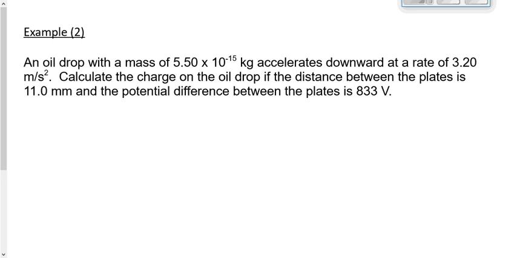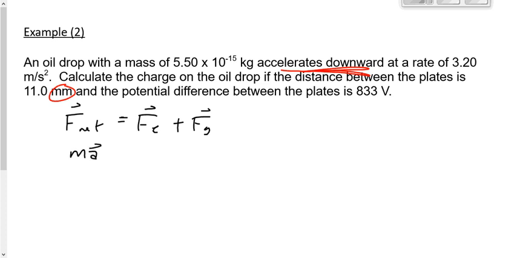This is involving an accelerating charge. An oil drop with this mass accelerates downward at a rate of 3.2. What's the charge on the oil drop if the distance between the plates is 11 millimeters and the potential difference is 833 volts? It accelerates downward. Okay, if it accelerates downward, this is an F net problem, right? F net is equal to Fe plus Fg. We only set Fe equal to Fg when it's suspended or traveling at a constant speed. Now let's replace F net with M times A: QE plus M times G.